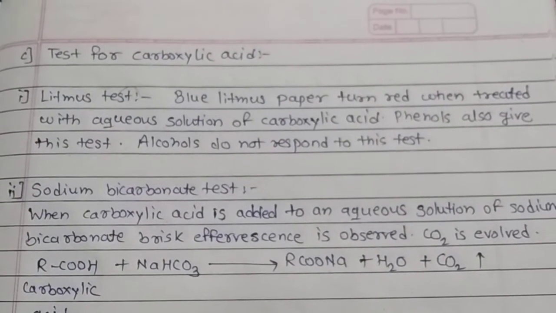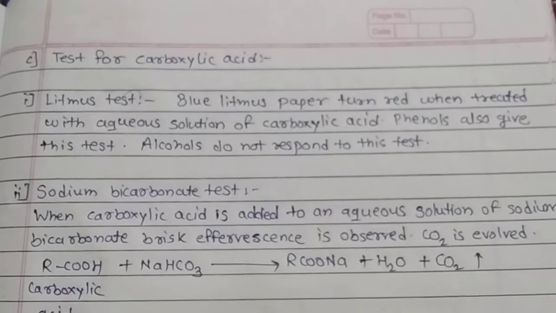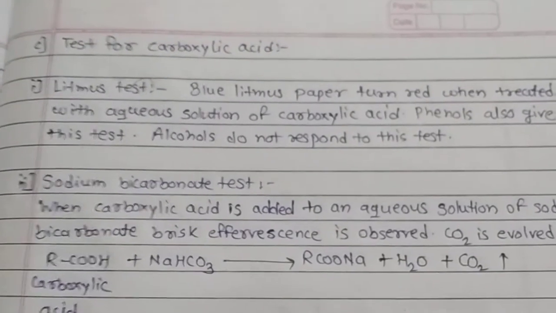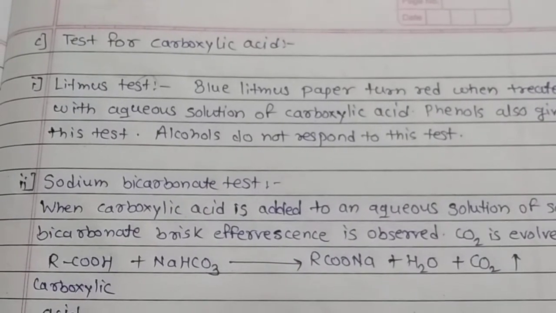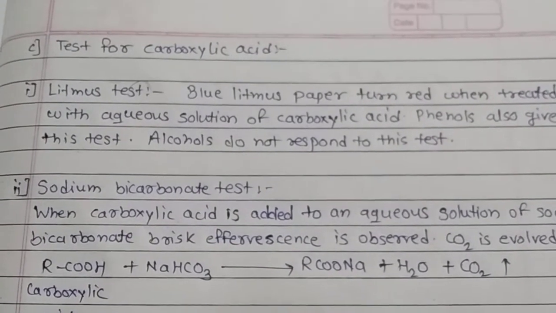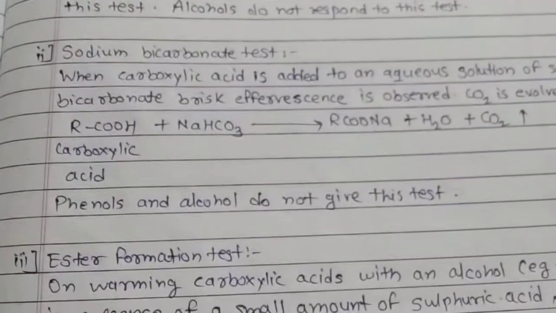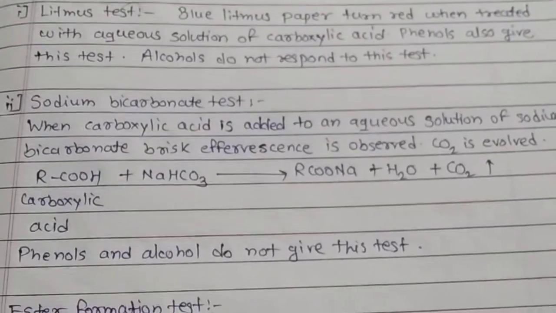Phenols also give this test. Alcohols do not respond to this test. So this test is given by carboxylic acids as well as phenols. Why do phenols give this test? Because phenols are also weak acids. Alcohols are neutral, so they will not give the litmus test.